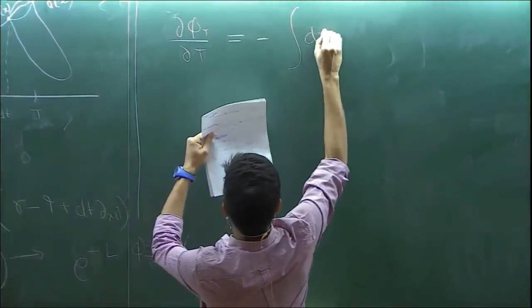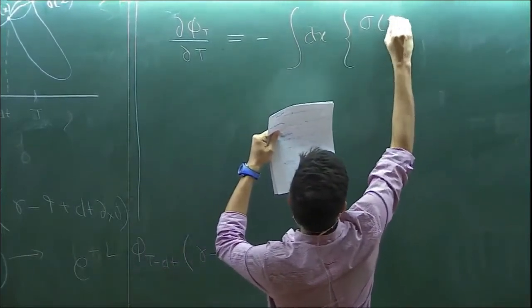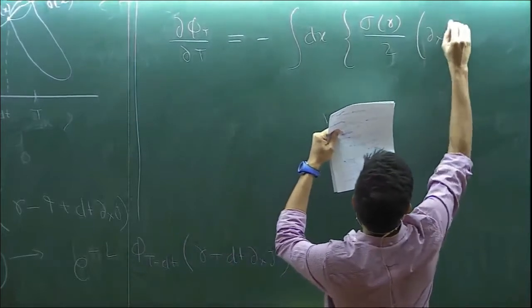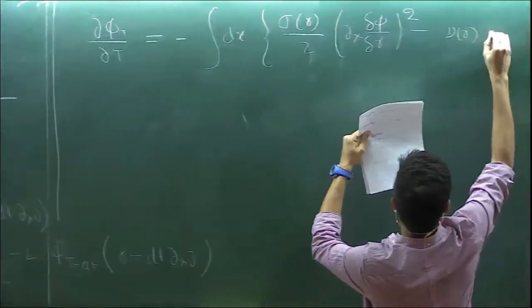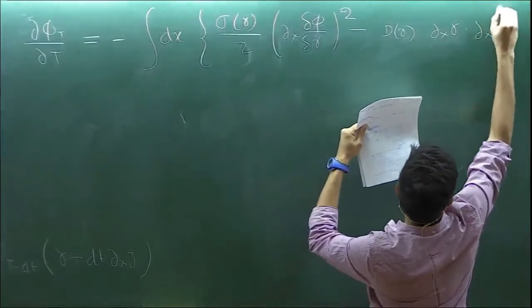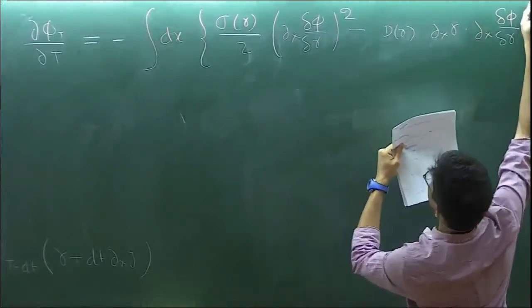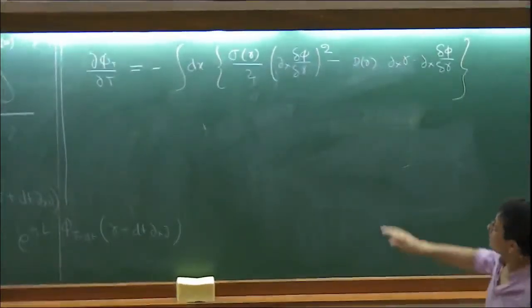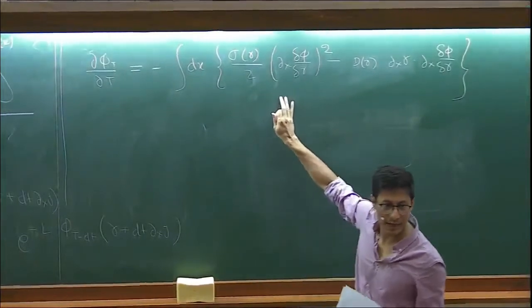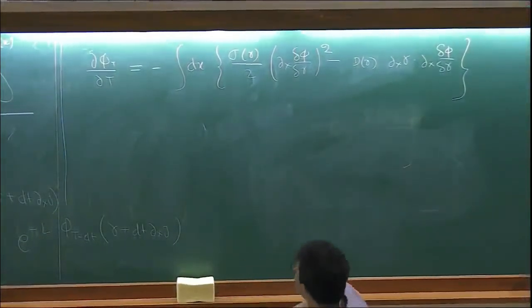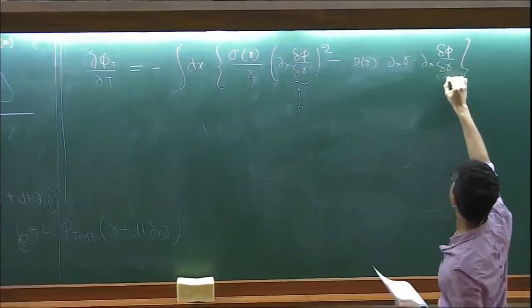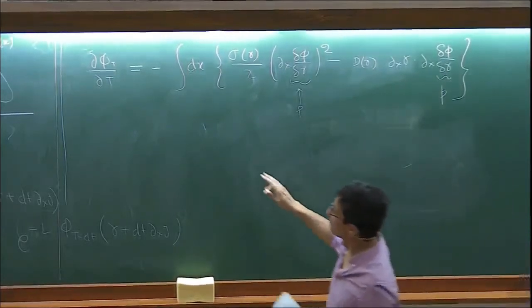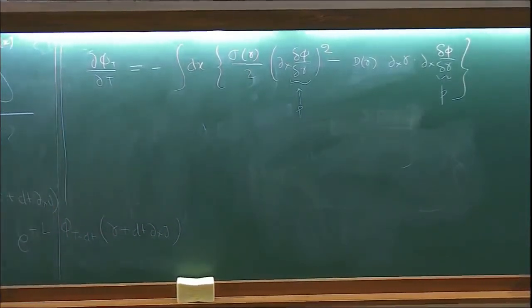minus sigma r squared, del x del phi del r, squared. But if you look at this one, this is exactly the form of the Hamiltonian, which I've written over there somewhere. The only thing was that P got replaced. So this was the P in the Hamiltonian. So this clearly means that one gets the Hamilton-Jacobi equation. Okay? It is a very standard way to do it.